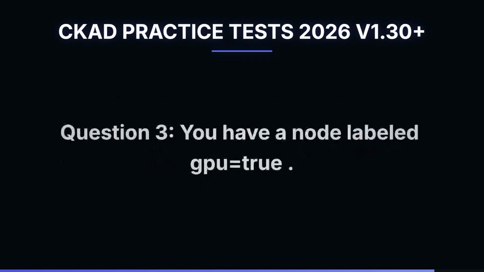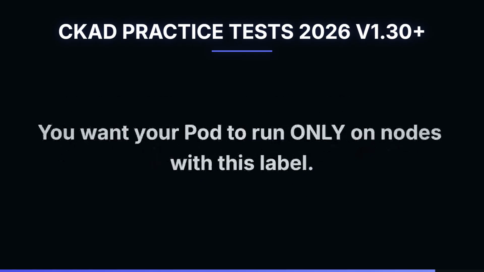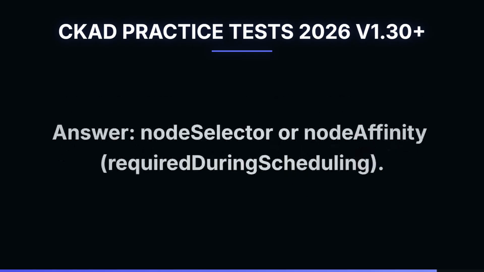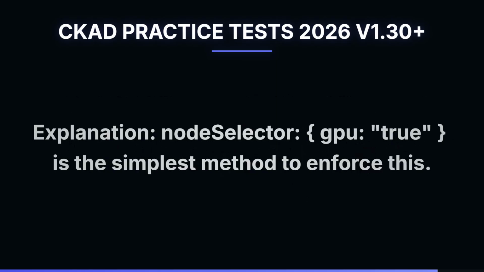Question 3. You have a node labeled GPU equals true. You want your pod to run only on nodes with this label. What do you use? Answer: node selector or node affinity, required during scheduling. Explanation: node selector, GPU, true, is the simplest method to enforce this.